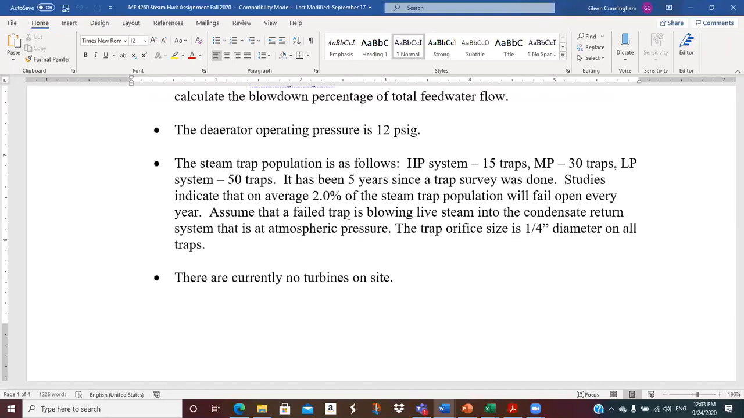Okay, and then you're going to go out and repair them and try to save them some money. Assume that a failed trap is blowing live steam and the condensate return system is at atmospheric pressure. So you have to estimate that vent rate. We got some stuff in the slides today to help you do that. That steam system survey guide, I think chapter 5 or chapter 6, has some stuff in there on estimating leaks as well. I gave you an orifice size that will key that calculation for you, or you can find leak tables that you can use as well.